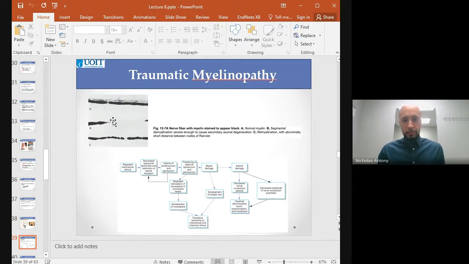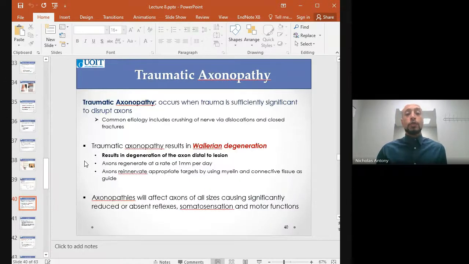This is a stain for myelin, so you can see how you would have a traumatic myelopathy here. Myelin's gone. So treatment is making sure that you take pressure off of the nerve. So take the pressure off of the nerve, and there are different treatments to do that.